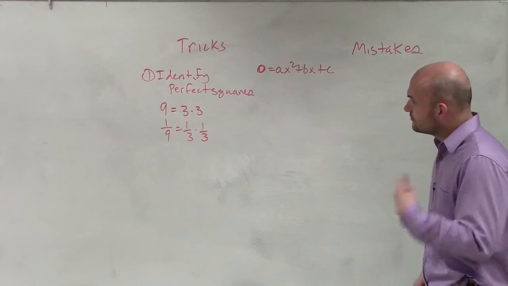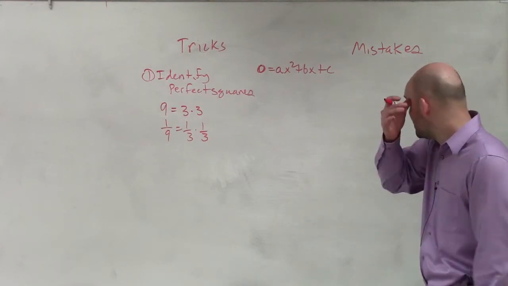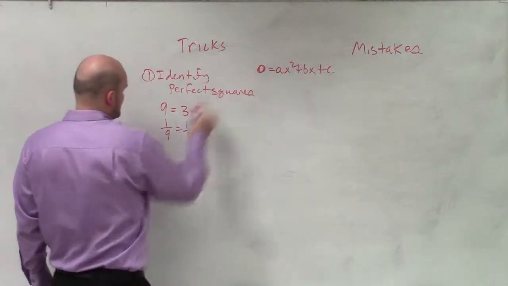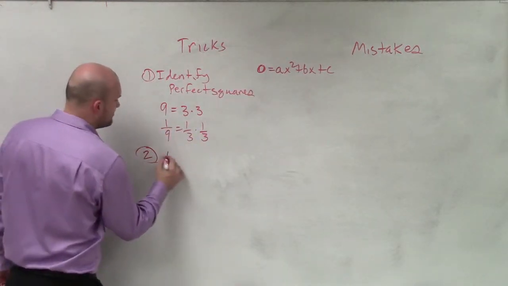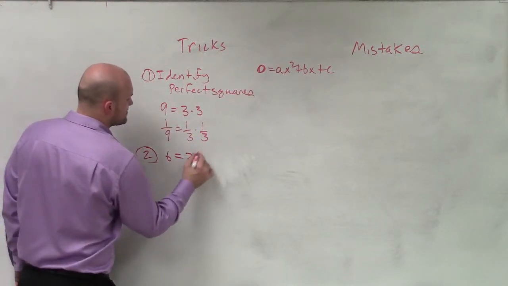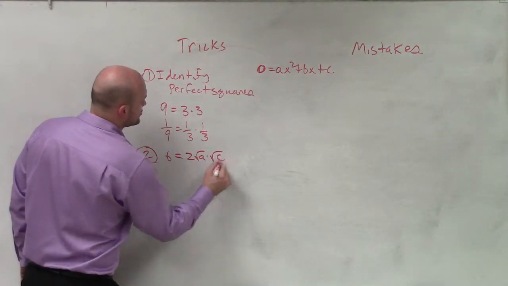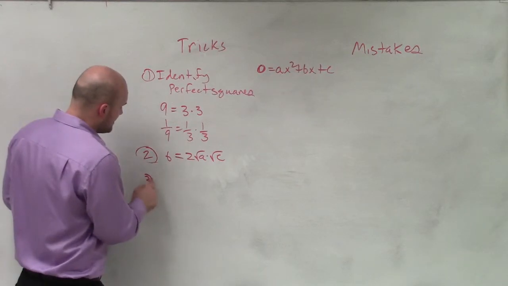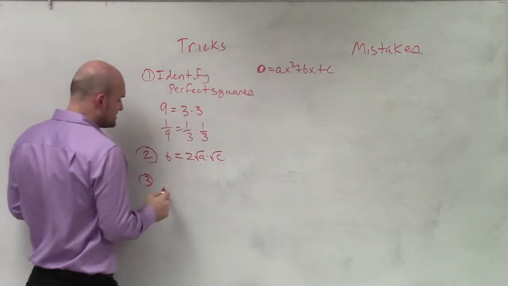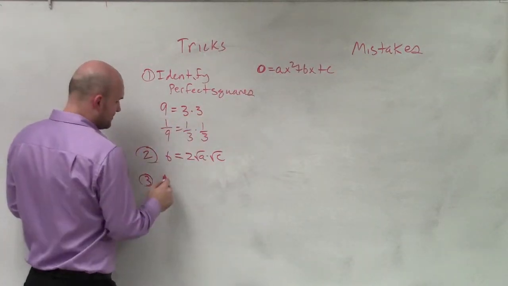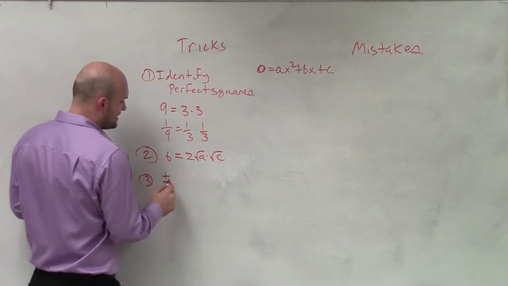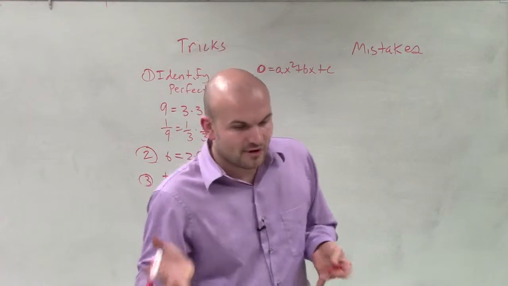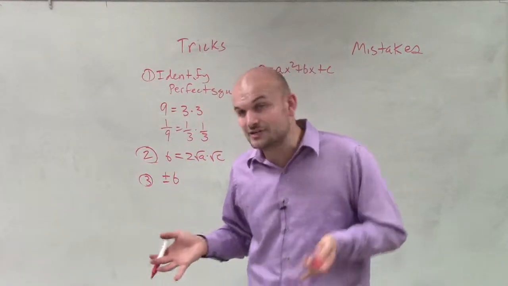A couple of nice tips and tricks to identify this: remember to always take the square root of your middle term, b equals 2 times the square root of a times the square root of c. And most importantly, the sign of your b, either plus or minus b, is always going to determine your factors of c.